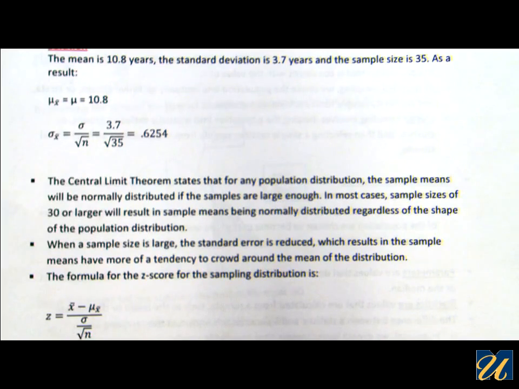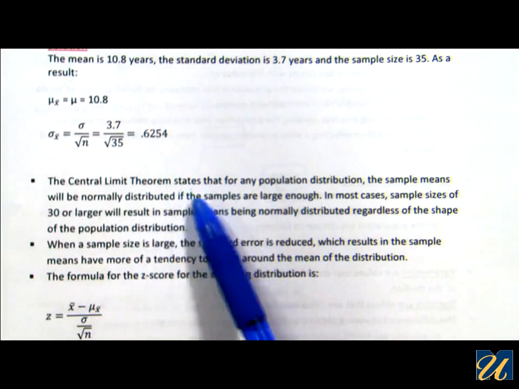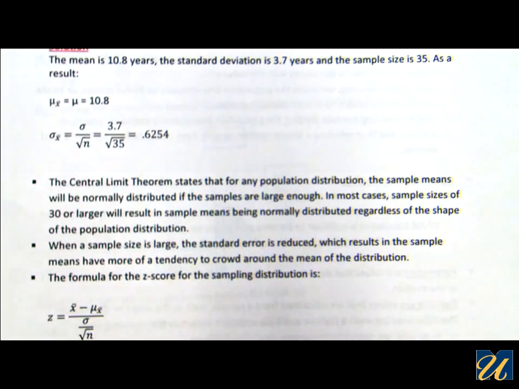And when a sample size is large, the standard error is reduced, which results in the sample means having more of a tendency to crowd around the mean of the distribution. So, once again, as far as the central limit theorem, I want you to remember that this theorem basically states when we can assume normal distribution for the sampling distribution.